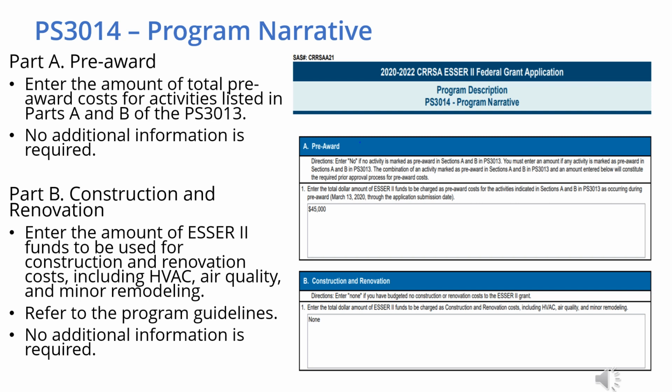For Part B, construction and renovation, enter the total amount of ESSER 2 funds to be used for construction and renovation costs. This includes HVAC, air quality, and minor remodeling costs. Refer to the program guidelines for information pertaining to these costs. Remember, prior approval is required to charge these costs to the grant. The form for obtaining prior approval is located on the TEA website. Remember, only enter a whole number here. Once the whole number is entered, no additional information is required in this field.